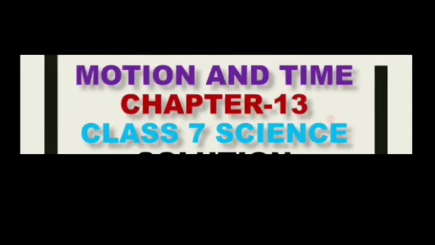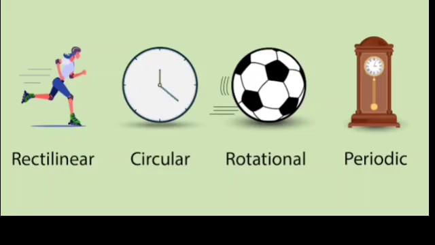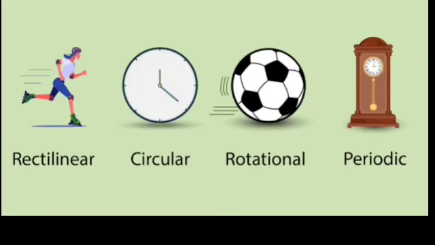These are the four motions: rectilinear, circular, rotational and periodic motions. Motion in a straight line is called rectilinear motion, and a round path having the shape of a circle is called a circular path. When an object moves along a circular path, it is called circular motion. When an object turns about a fixed axis, it is called rotational motion, and the motion which repeats itself after regular intervals of time is called periodic motion. Clear students?